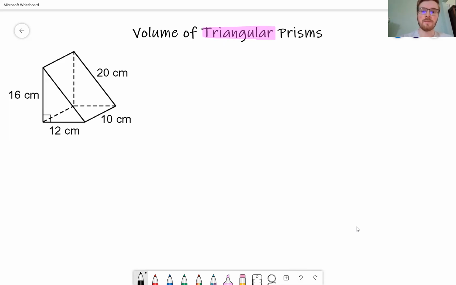So the nice thing is that our volume formula is the same. Volume is equal to capital B, where capital B is the area of the base, times the height of the figure. Okay, so if we start talking about finding the area of the base, we know that the area of a triangle is 1/2 times the base of the triangle times the triangle's height.